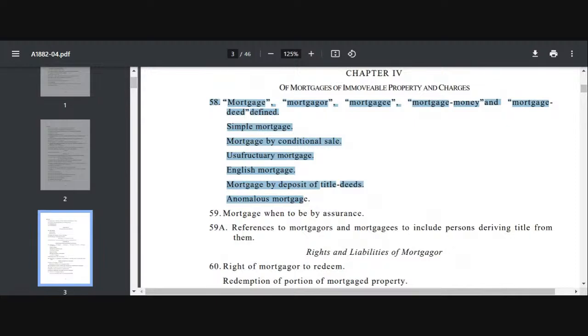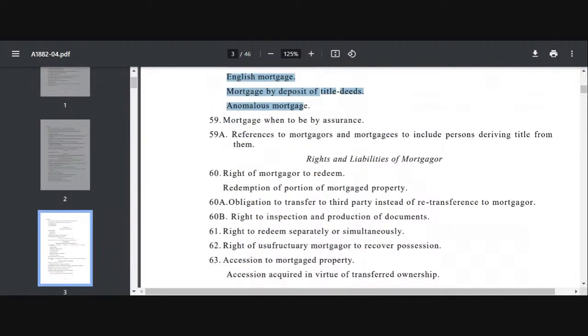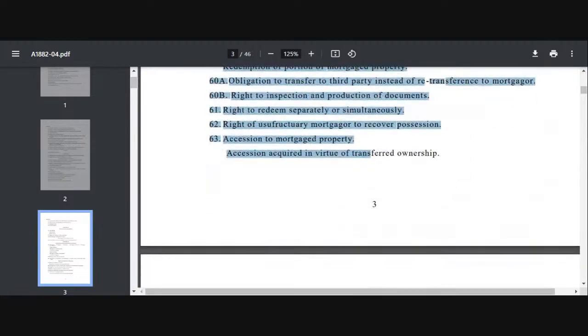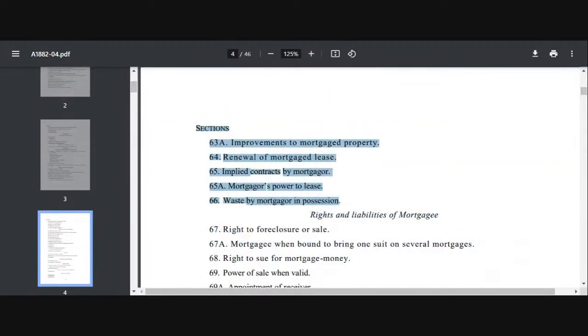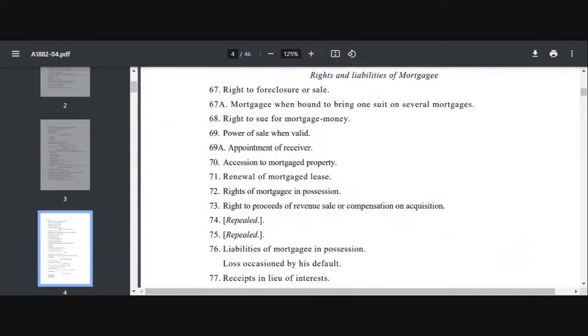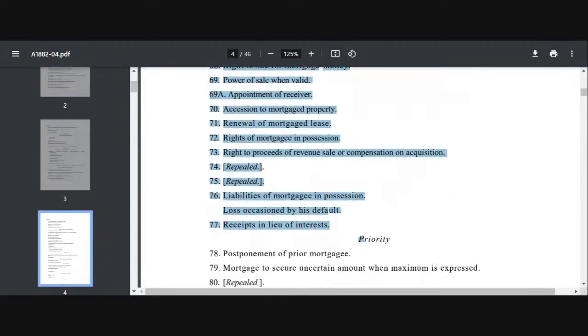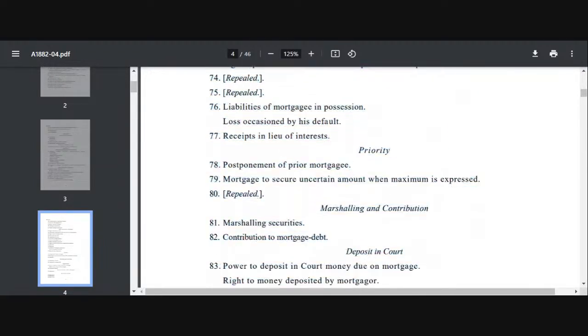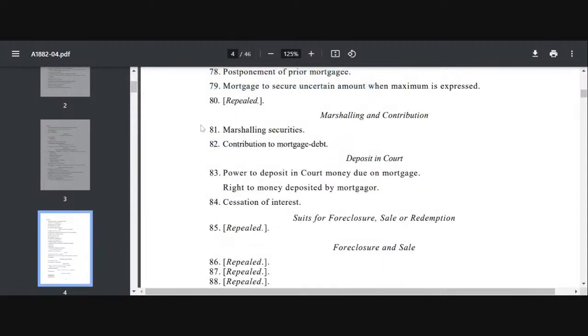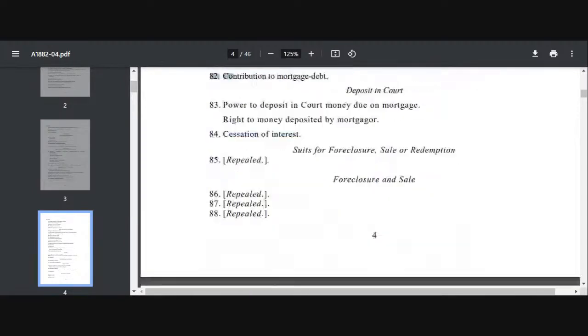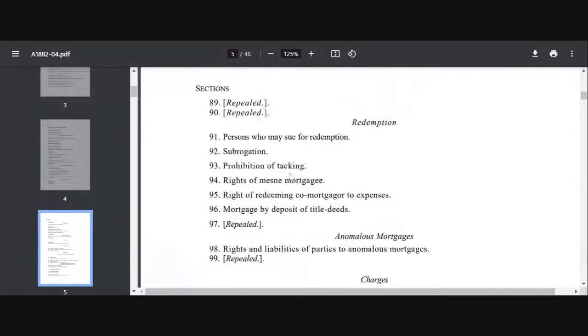Mortgage 58, very, very, very important. Then 60 is very important. From 60 to 66, just read. But 60 is very important, and you have to study also from 60 to 66. 67 is again very important, but please go through 67 to 77. Priority is also important. 78, 81, 82 are also important. Okay, 81, 82 are important. Many sections are repealed. 92 is important, 93 is important, 94 is important.